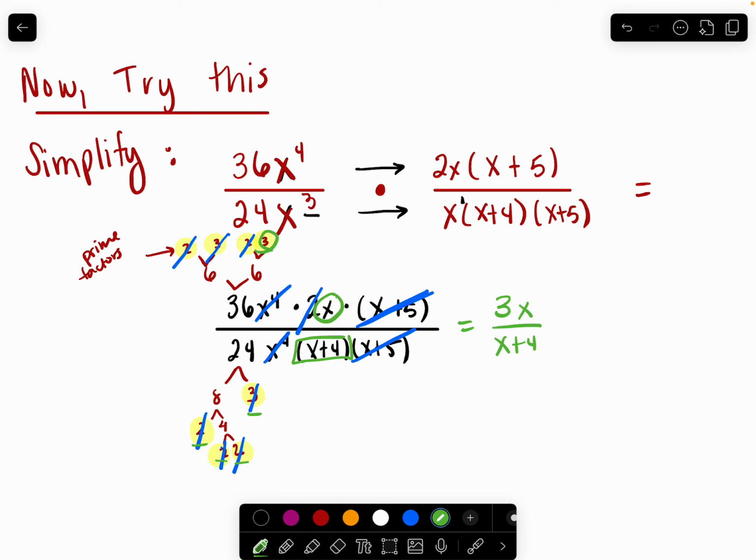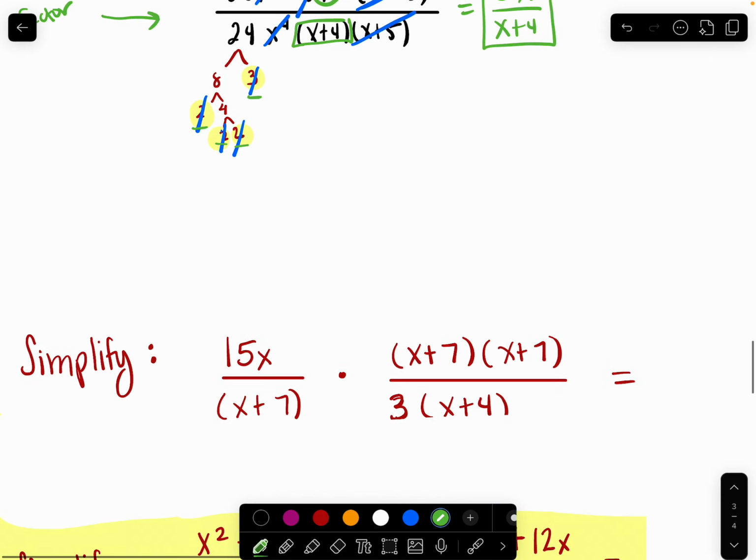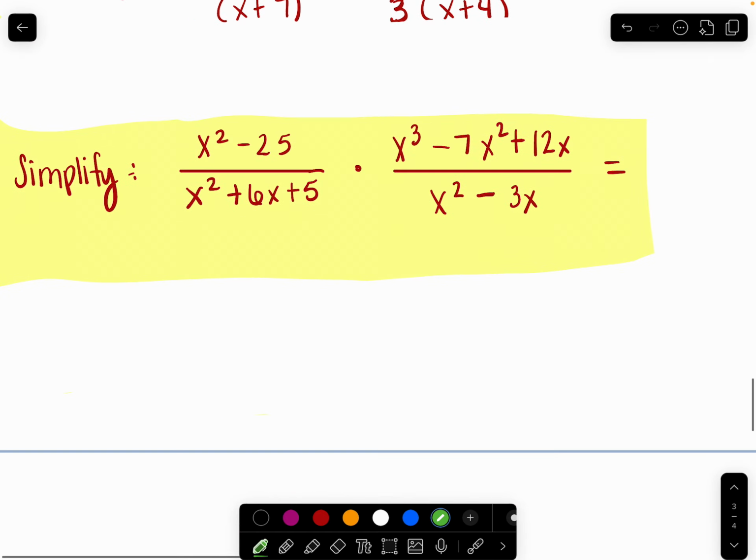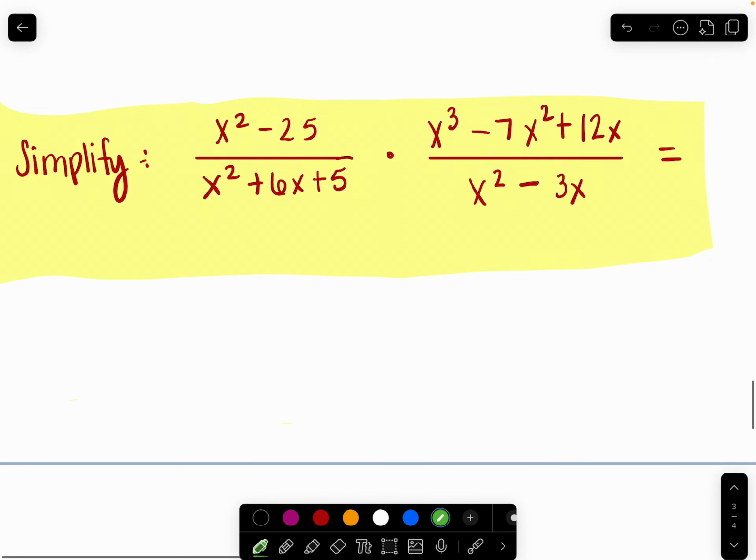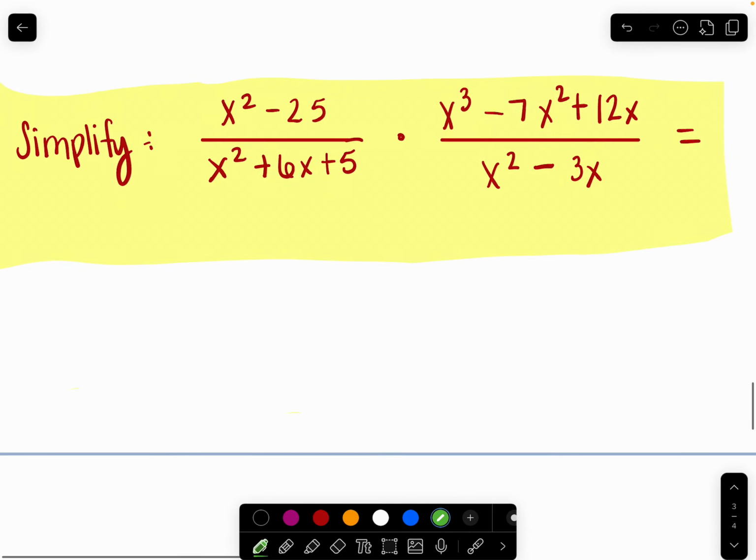So that's all you do. You just multiply straight across. So this is when it's already factored. So the first step was just to factor. All right. Now let's see what happens when we have to actually factor these binomials and trinomials.